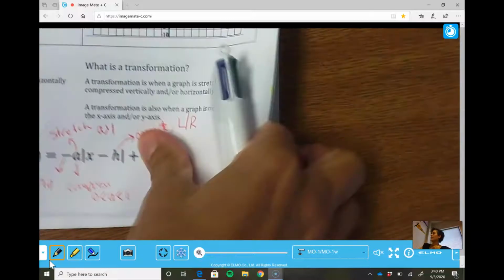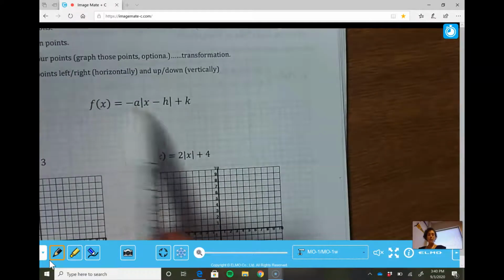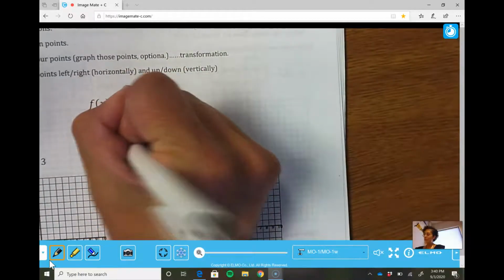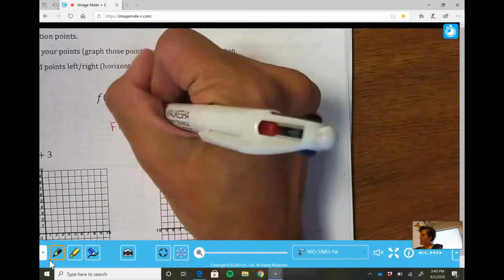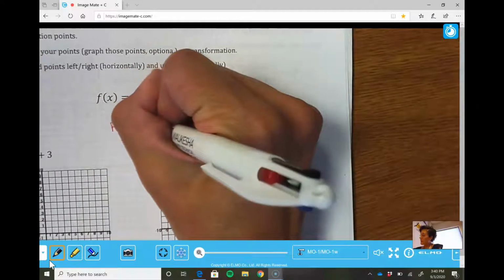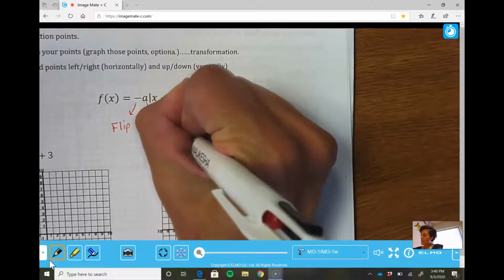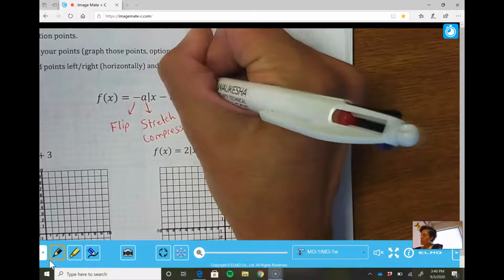Let's practice. All right, so here we go. There aren't that many to try. So just remember our jobs. This is our flip. I'm going to write this very briefly. This is our stretch and our compress. It just depends what value it is. H, you're going to do the opposite.